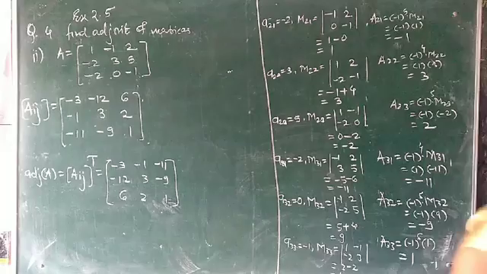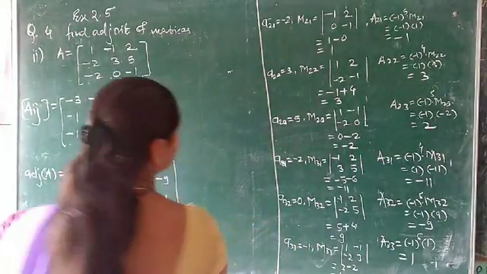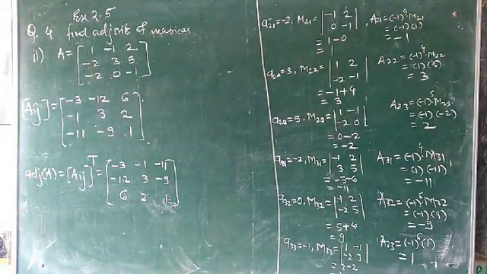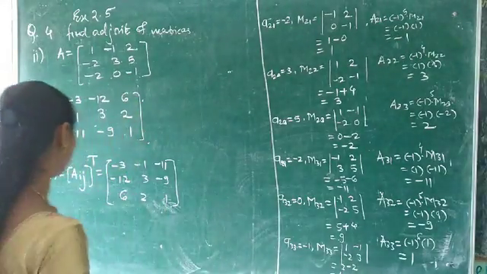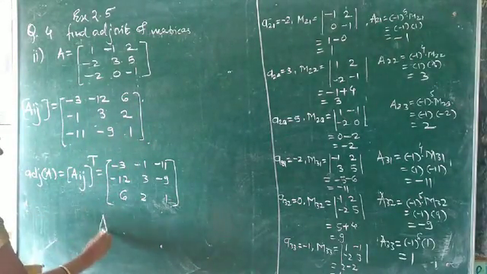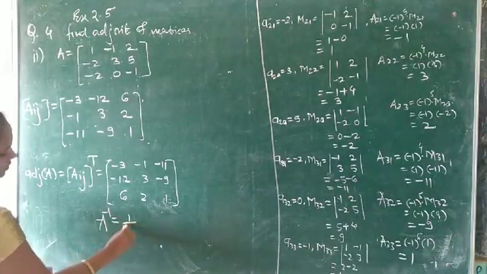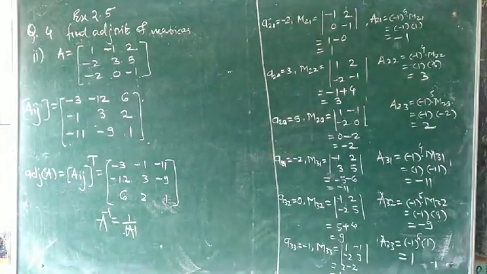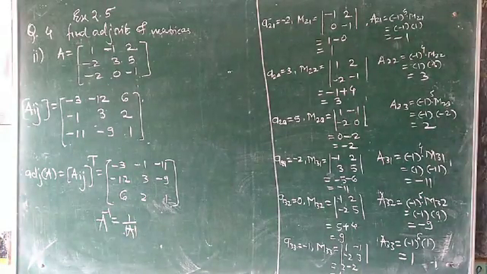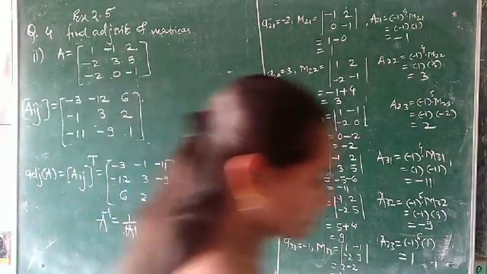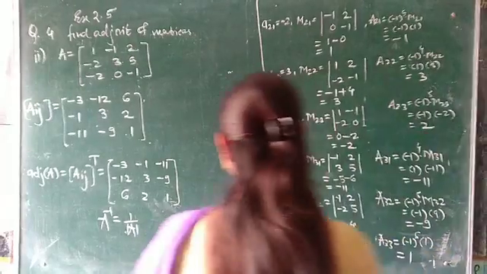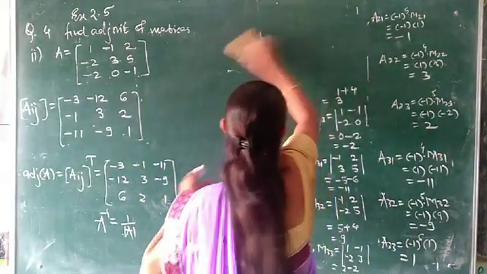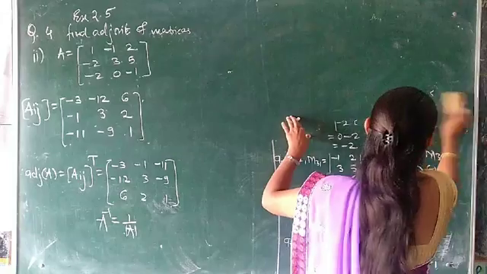Now see the next question, question number 5. That is, find the inverse of the following matrix by using the adjoint method. That means here we take the same procedure, but in this next example we use the formula for finding the inverse. Question number 5: find the inverse by using the adjoint method.